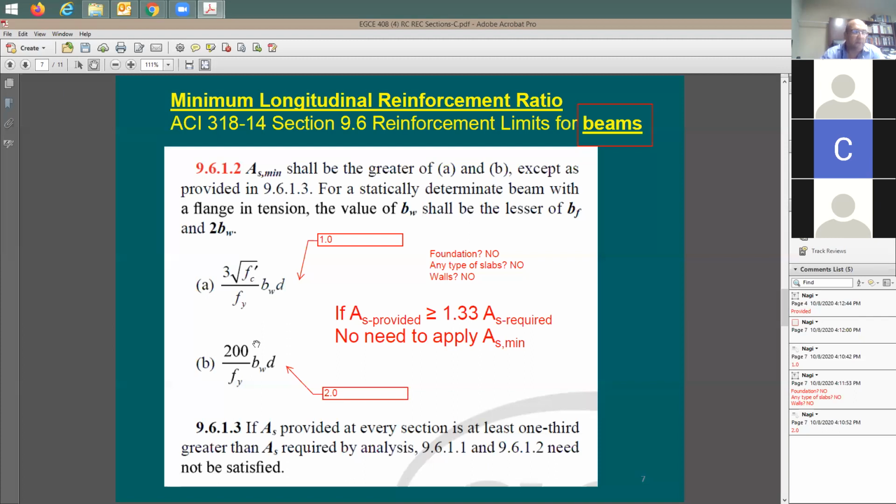You can just put whatever is enough, and then you add 30% on top of it. Whatever is enough is A_s required. You add 30%, you make it 1.33, and that is going to be the provided reinforcing. And with that, you're good. You don't really need to provide the minimum. This minimum is sometimes going to be too much when the beam is just large in size.